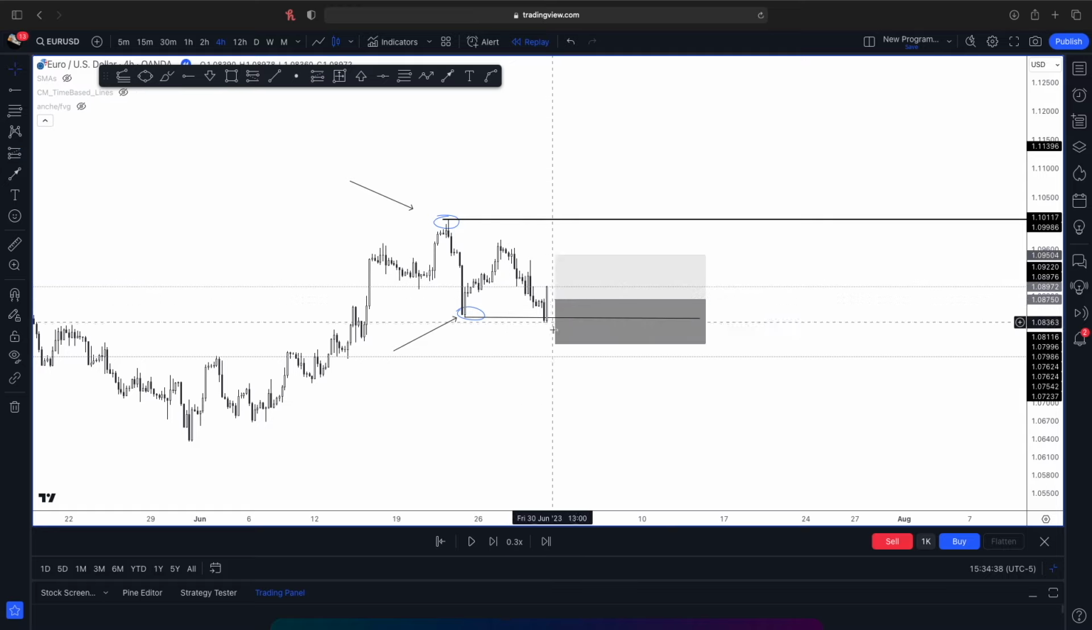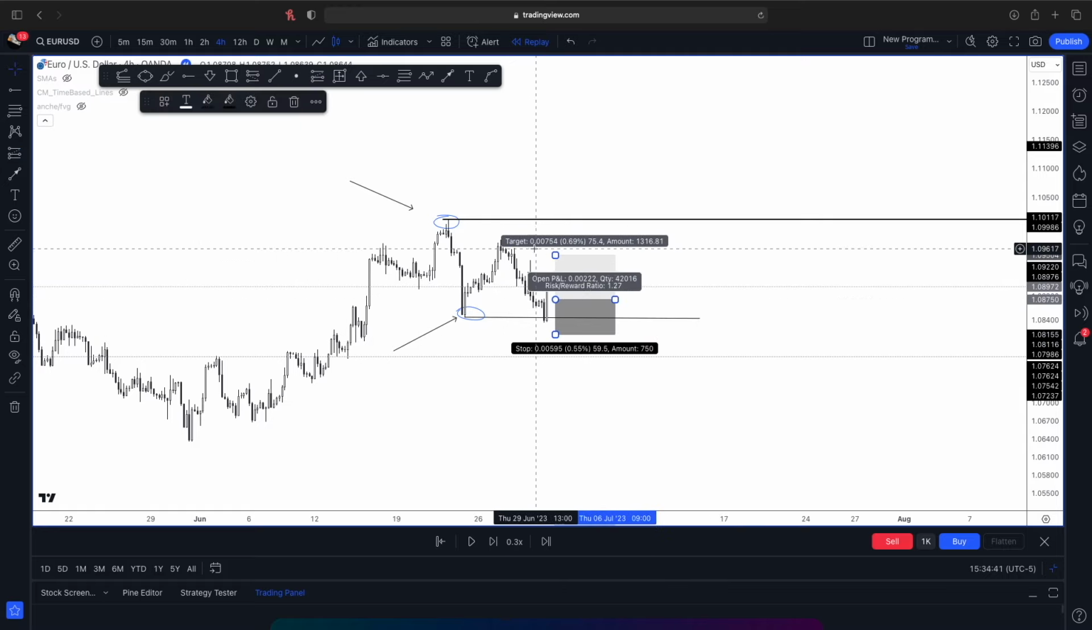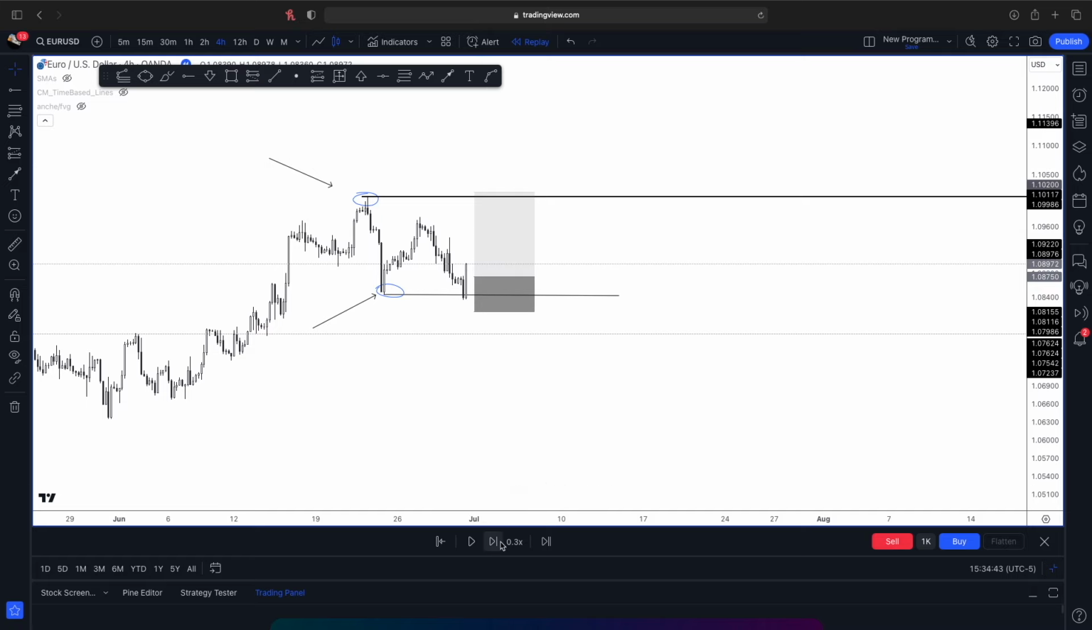Now let's see what happens, right? We're going to set that position. We're going to set this position, right? We're going to reach this high, right? Let's see what happens.